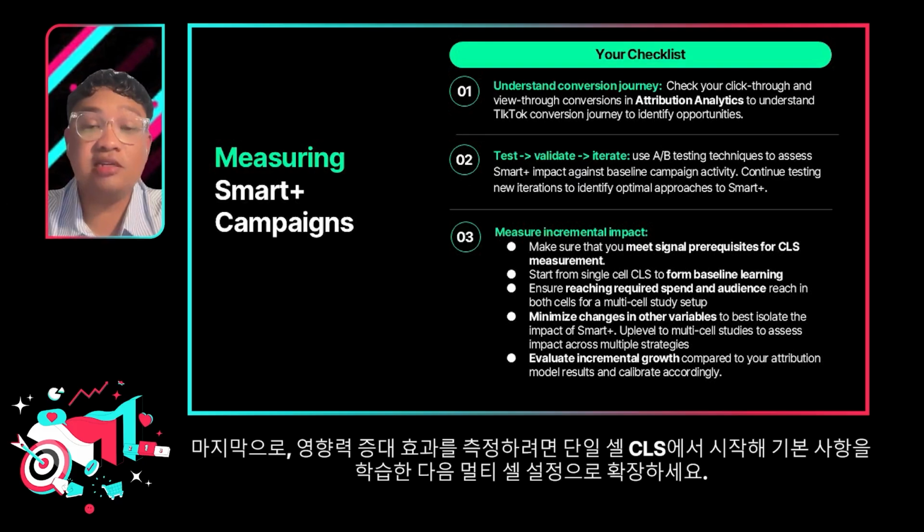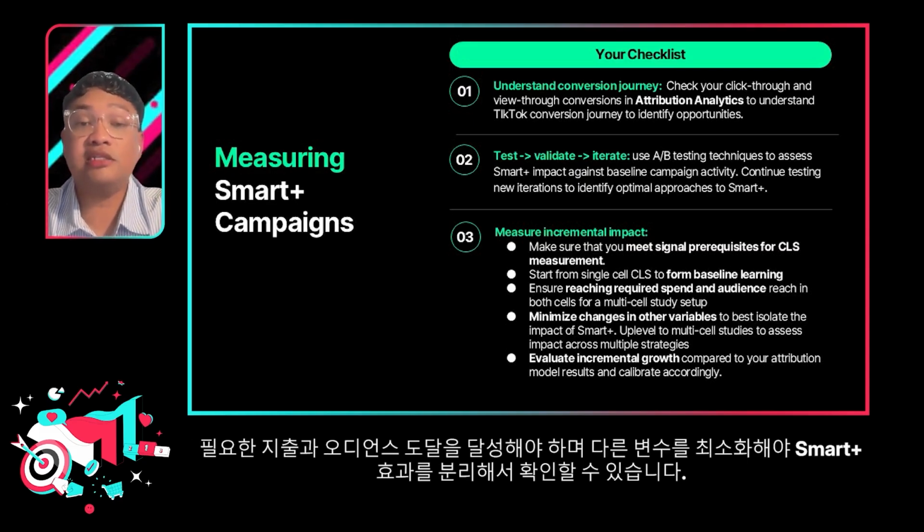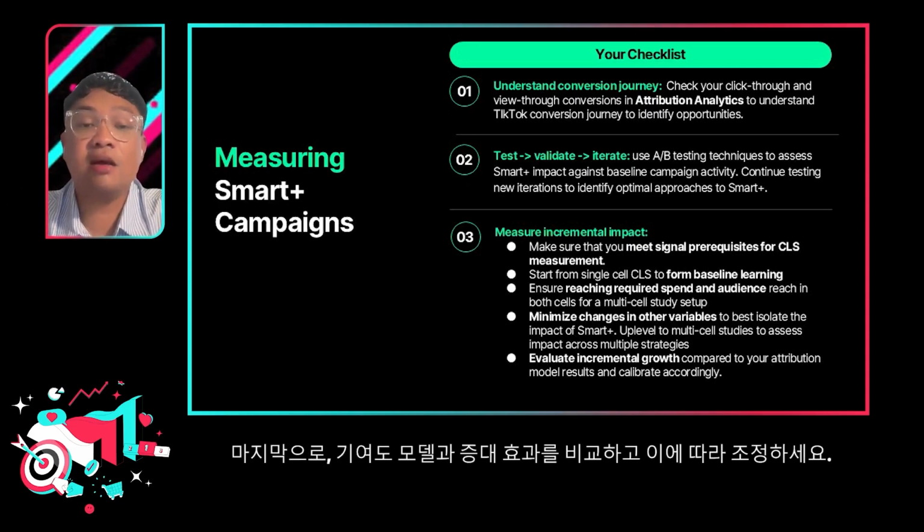Lastly, to measure incremental impact, start with a single cell CLS to learn the basics, then scale to multi-cell setups. Make sure you're hitting required spend and audience reach, and minimize other variables to isolate Smart Plus effects. Finally, compare the uplift with your attribution model and adjust accordingly.